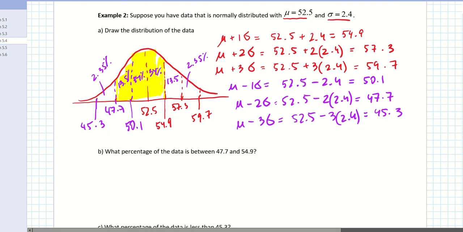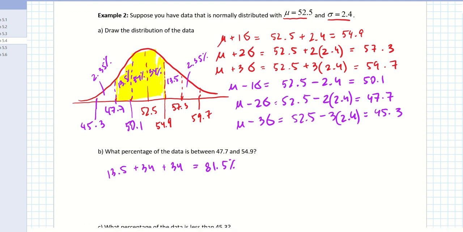Okay, so to answer question B, we're going to add, going from 47.7, which is 13.5, plus 34, plus another 34. And this is all in percent. So we're going to get 81.5%. So what percentage of the data is between 47.7 and 54.9? Well, it's going to be 81.5%. So the area under this curve corresponds to 81.5%.